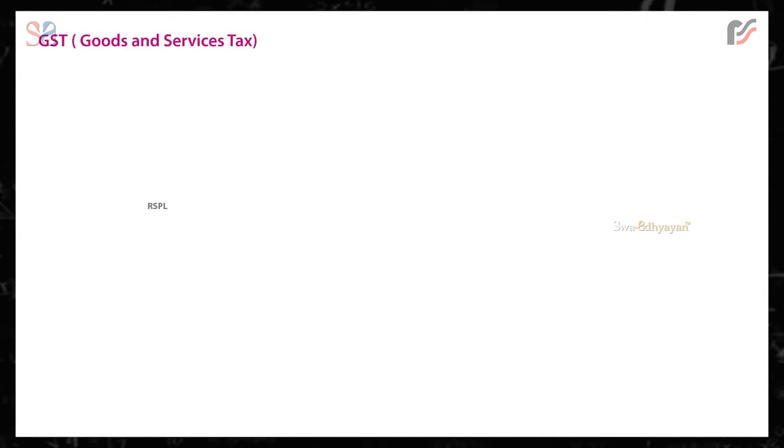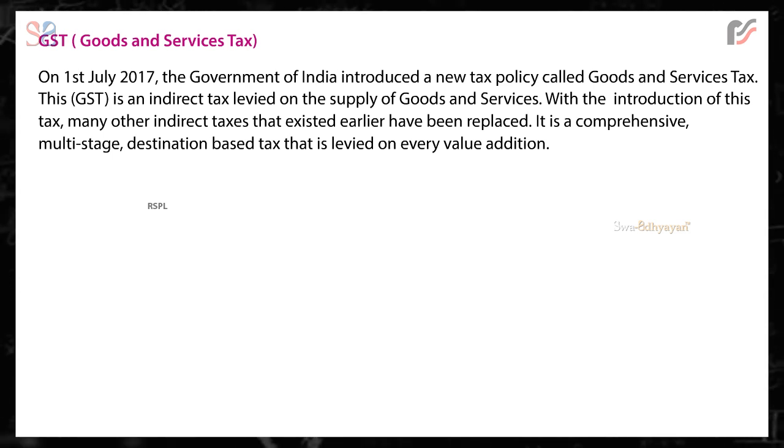GST, Goods and Services Tax. On 1st July 2017, the Government of India introduced a new tax policy called Goods and Services Tax. This GST is an indirect tax levied on the supply of goods and services. With the introduction of this tax, many other indirect taxes that existed earlier have been replaced.